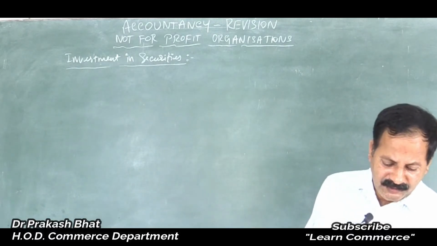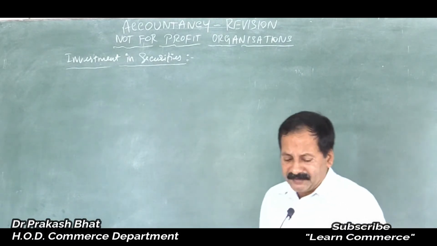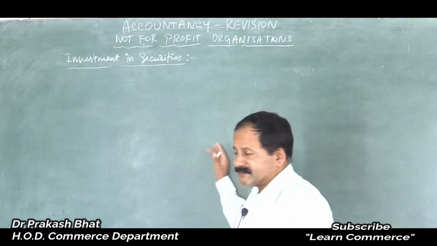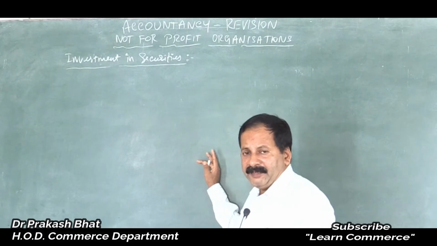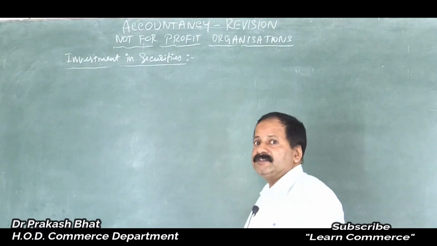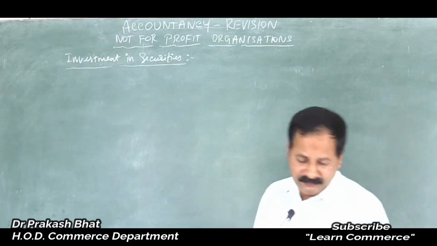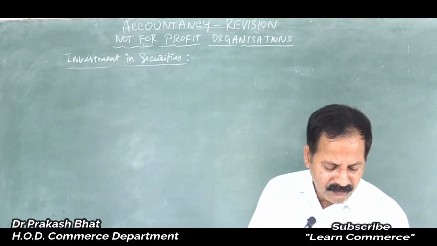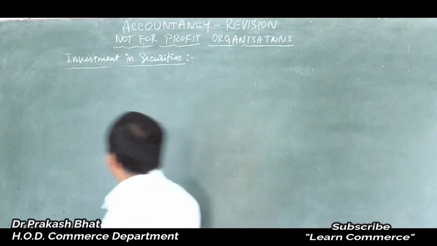So here investment in securities should be treated as an investment, and the investment should be shown on the asset side, and any income derived therefrom should be added to the concerned fund. Clear? Yes. Then the next one is printing and stationery.